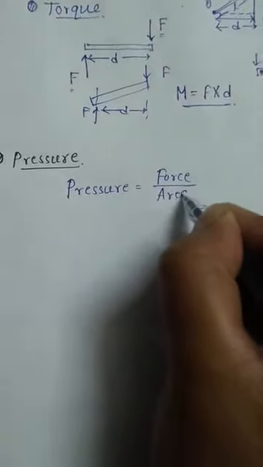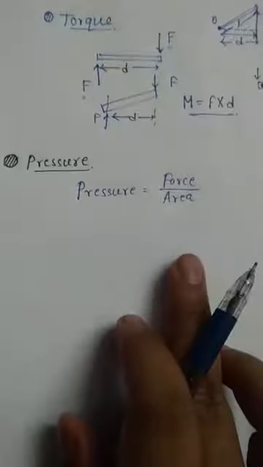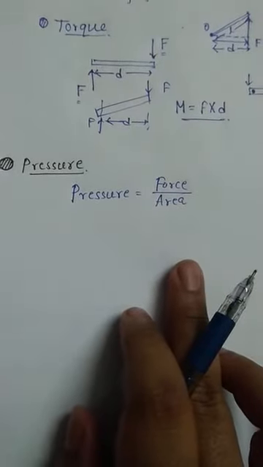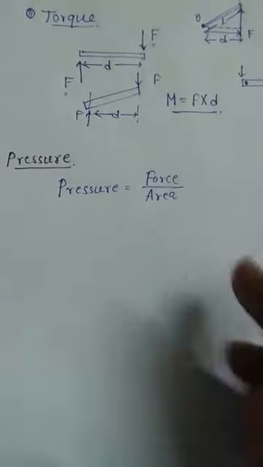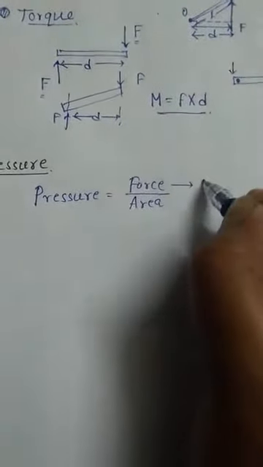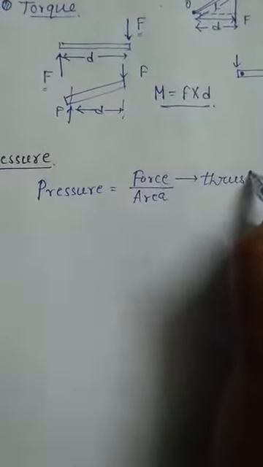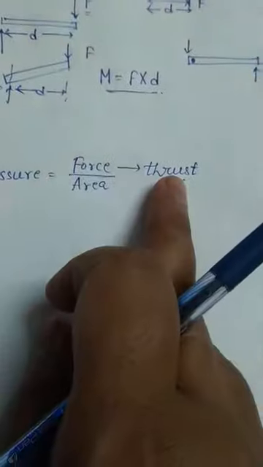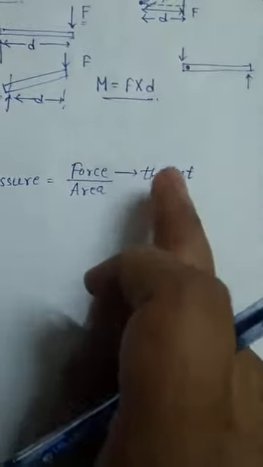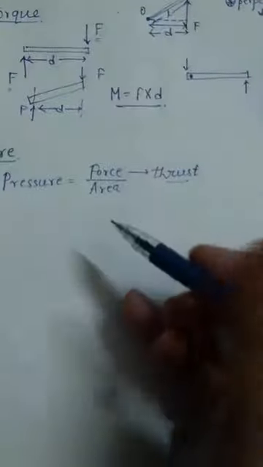area. Force by area. So how to define this pressure? The thrust acting per unit area is called the pressure. So what I am saying, the thrust, the thrust acting per unit area is called the pressure. Now what is this thrust? What is the difference between force and thrust? Basically, thrust is the force acting perpendicularly.